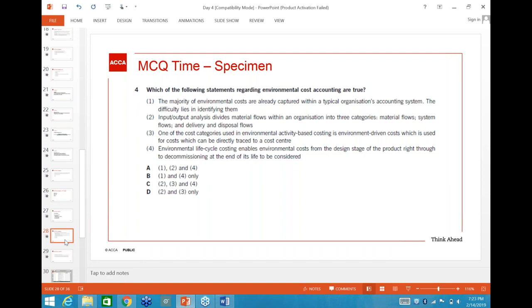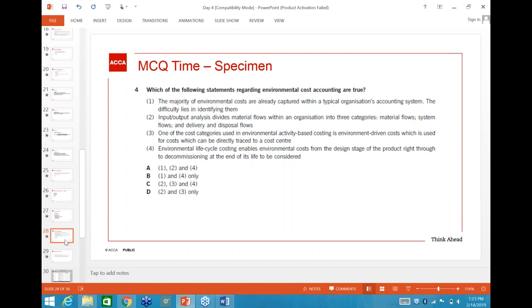Input-output analysis divides material flows within an organization into 3 categories: material flows, system flows, and delivery and disposal flows. That sounds very, very correct, but it's wrong, because that's not input-output analysis. The definition's right, but it talks about flow cost accounting. But it sounds very correct, but it's wrong.